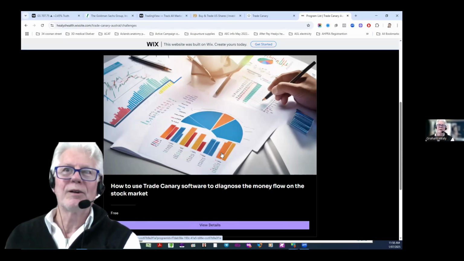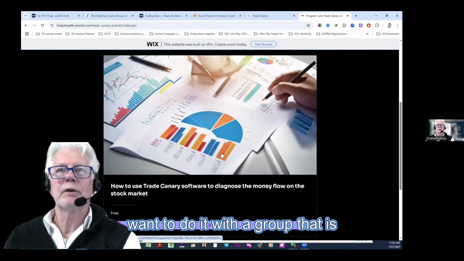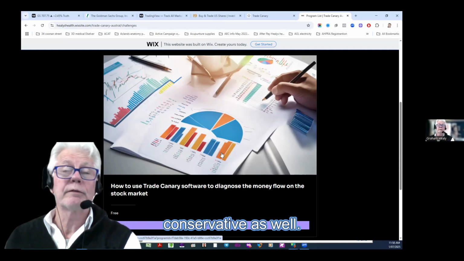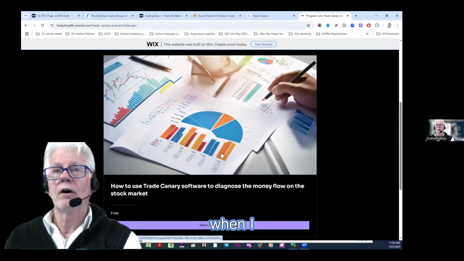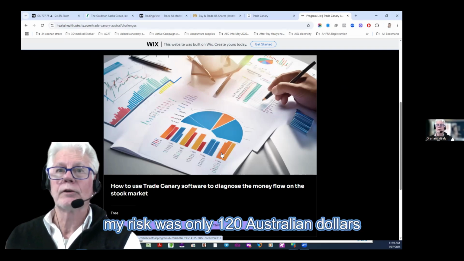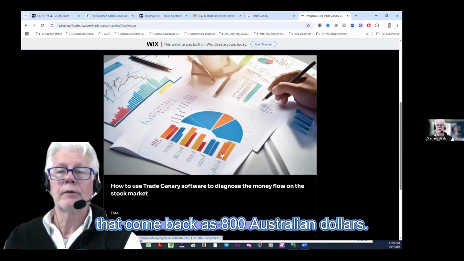I want to make a lot of money, right? But I want to do it conservatively, and I want to do it with a group that is conservative as well. So as an example, when I did one of my first call contracts on Morgan Stanley, my risk was only 120 Australian dollars, and within 14 days that came back as 800 Australian dollars.